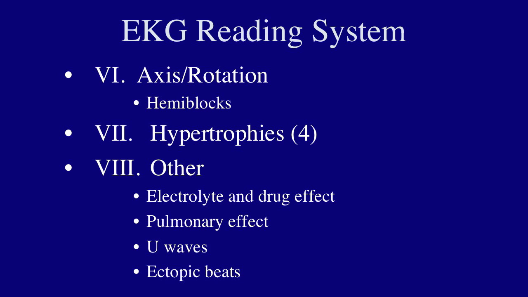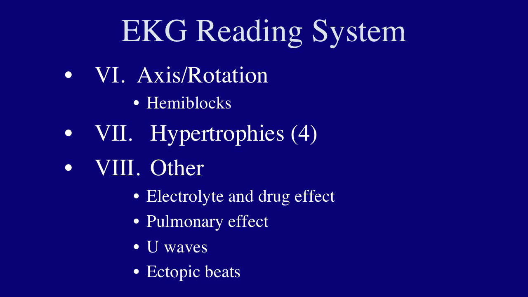Next, you look at step 7, which is hypertrophies. And this is where you want to look at all 4 of these, right atrial hypertrophy, left atrial hypertrophy, right ventricular hypertrophy, or left ventricular hypertrophy, and to determine if they are present. One of the big findings on an EKG would be LVH, or left ventricular hypertrophy. And if that's present, then you would want to make that comment at this point.